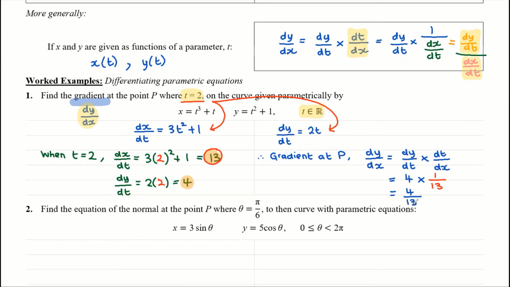So without actually talking about the gradient as dy by dx in terms of just x, we've got the gradient at that point straight away. And you can probably tell if you've got dy by dt here and dx by dt here, you simply just divide the 4 by the 13. Yeah, so you can just write down the answer in that sense. Okay, but I'm just using the formula or what we've just derived earlier. So that's the first example. So now let's have a look at a trigonometric version of this.